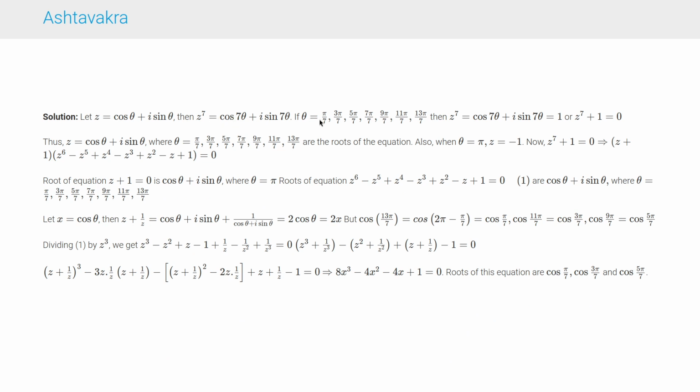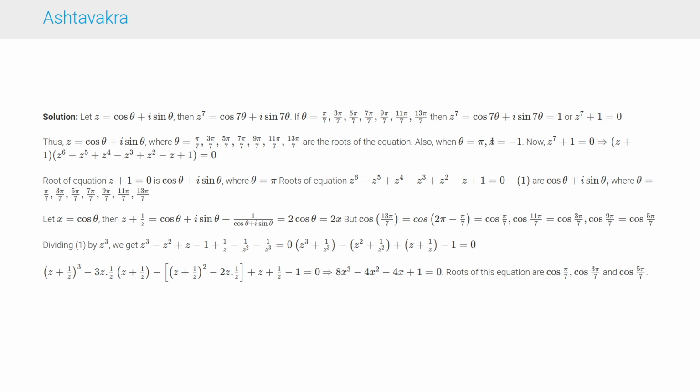So theta is equal to pi by 7, 3 pi by 7, 5 pi by 7, 7 pi by 7, 9 pi by 7, and so on. Now z to the power 7 is equal to cos 7 theta plus i sin 7 theta. That is, z to the power 7 plus 1 is equal to 0. Now since z is equal to cos theta plus i sin theta, where theta is equal to these values, these are the roots of the equation. Okay, so we say that these are the roots of this equation.